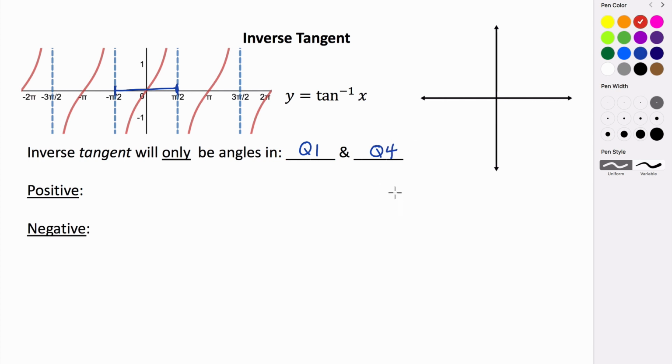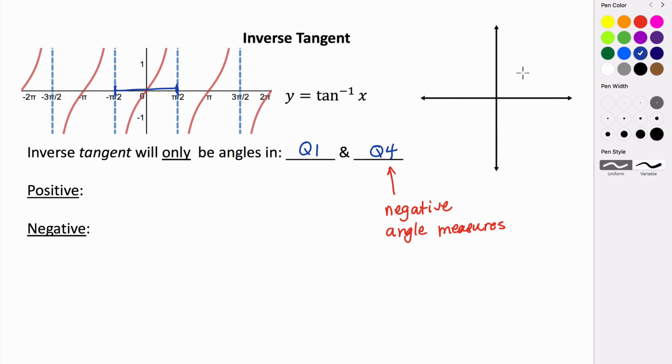Now again, just like with the sine, all of our angle measures in quadrant 4 are negative angles. Right, they're negative angle measures. And we can see that here, right? We go from negative pi over 2 to 0. So those are going to give us negative angle measures. And that's going to be just in quadrant 4 in this direction.